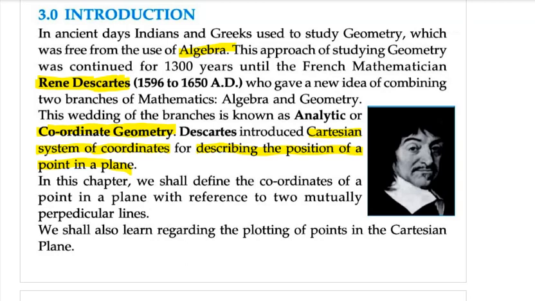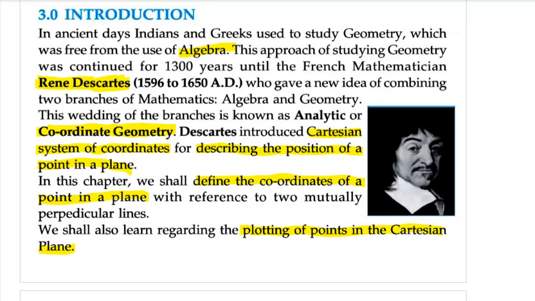In this chapter, we shall define the coordinates of a point in a plane with reference to two mutually perpendicular lines. So we will have two mutually perpendicular lines, which are known as, okay, I'll tell you about that later. We shall also learn about the plotting of points in the Cartesian plane, right? So the chapter deals with majorly two things. Number one, defining the coordinates of a point in a plane with reference to two mutually perpendicular lines, and number two, plotting the points in the Cartesian plane. So these two things we have to learn in this chapter.